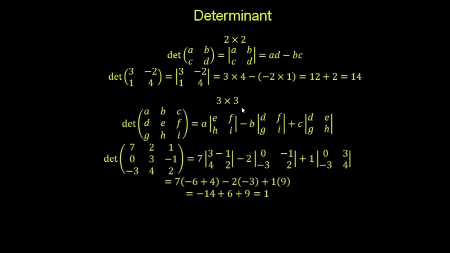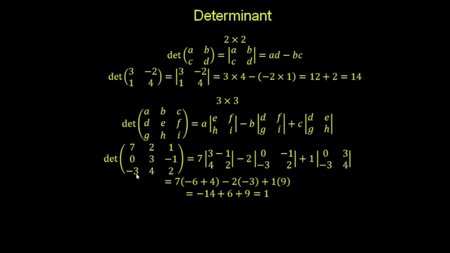Now, it's a little bit more involved. We're going to have the determinant of the matrix A, B, C, D, E, F, G, H, I. So what we do is we take the A and then we multiply it by the determinant of E, F, H, and I. We take the value of minus B and we multiply it by the determinant D, F, G, and I. And then we take the value C and multiply it by the determinant D, E, G, and H. And I've got these written here.